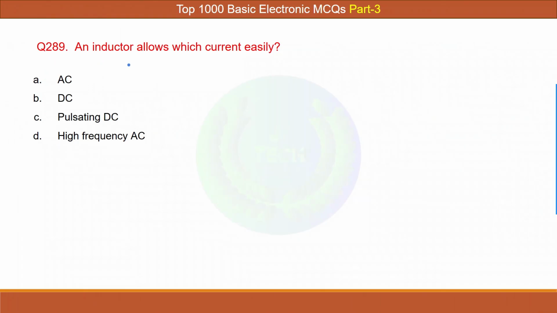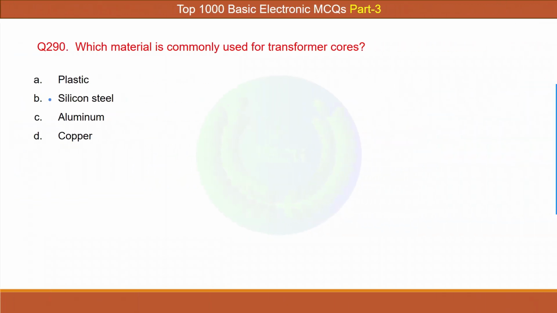Next question, question number 289. An inductor allows which current easily? Option A AC, option B DC, option C pulsating DC, option D high frequency AC. The answer is option B, DC.